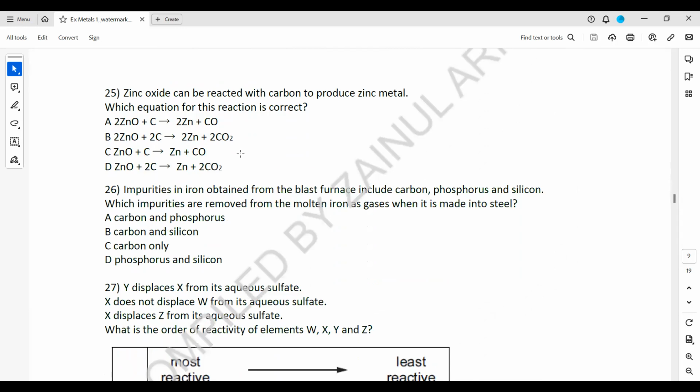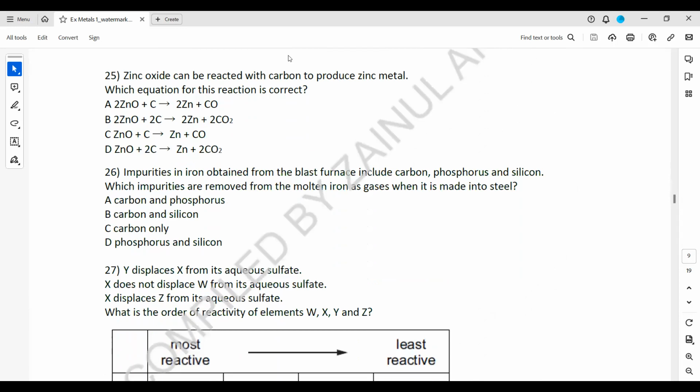Zinc oxide can react with carbon to produce zinc metal. Which is the equation for this reaction? So zinc oxide plus carbon gives zinc plus carbon monoxide. The idea is that the equation must be balanced. If you see, this equation is correct, but it's not balanced. Oxygen is 2 here, oxygen is 1 here.